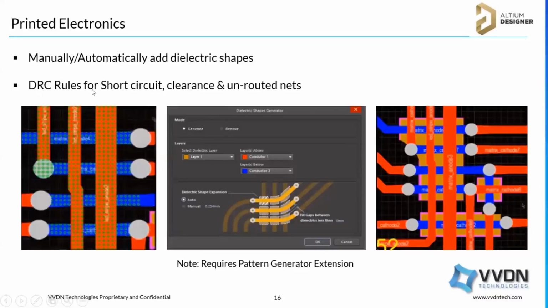So DRC rules are available for short circuit, means signal crossing on different layers, clearance between two different signals, and unrouted nets. If the signal is not routed, then it throws an error for unrouted nets. Okay, I'll show the demo.